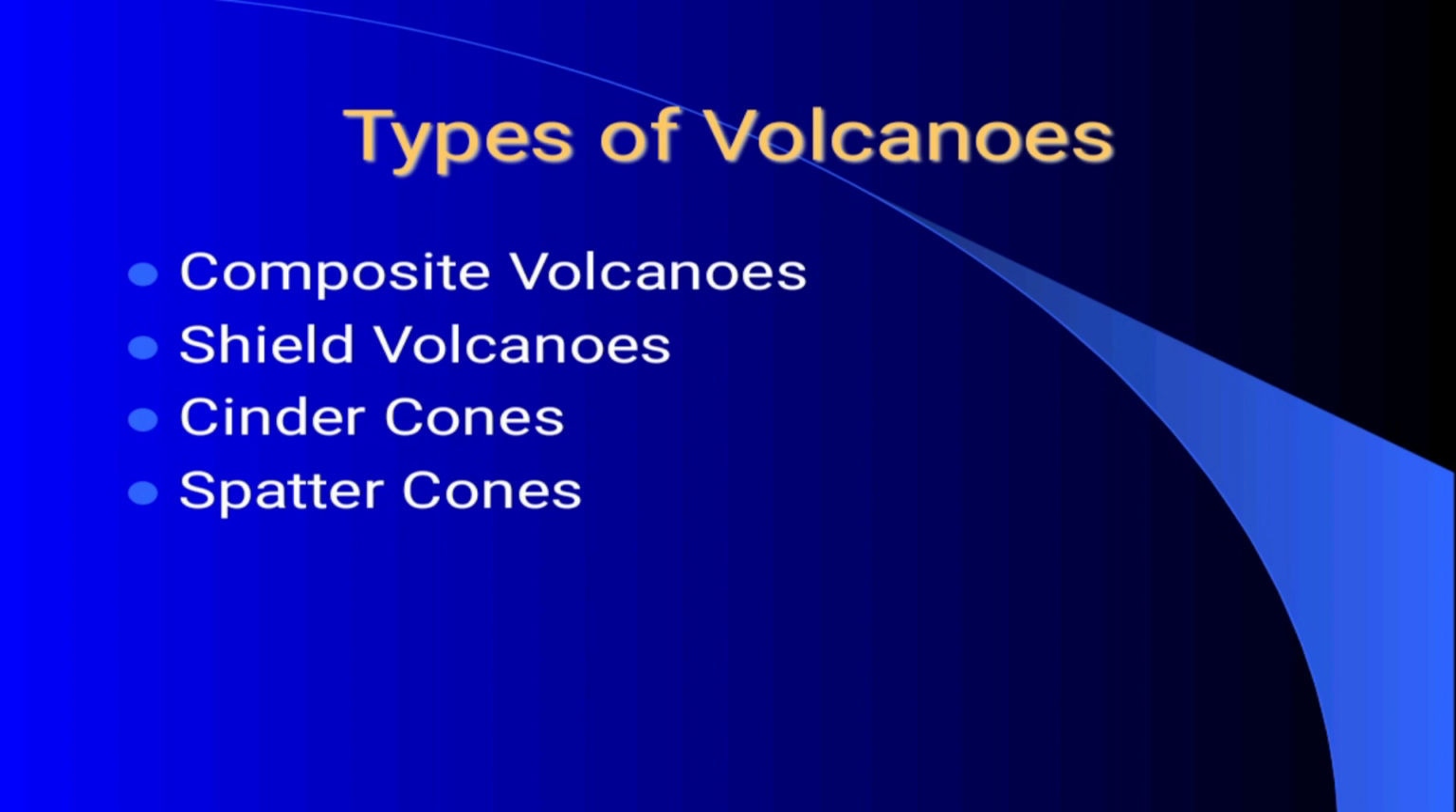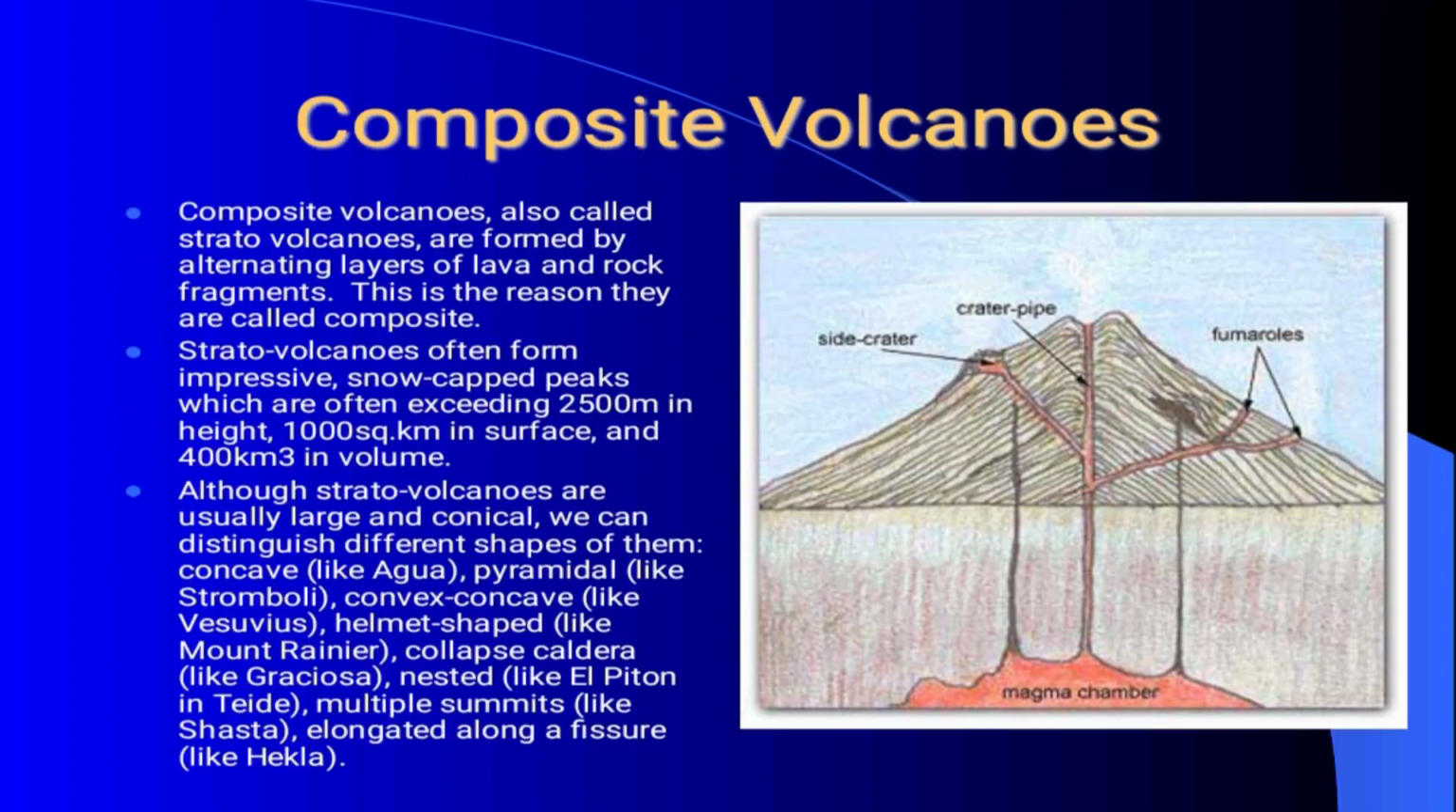Composite volcanoes, shield volcanoes, cinder cones, and spatter cones are the four main types of volcanoes. The first type, composite, is also called a stratovolcano. A stratovolcano is characterized by alternating sheets of lava and pyroclastic materials. Its structure attests to alternating periods of explosive and quiet eruptions.